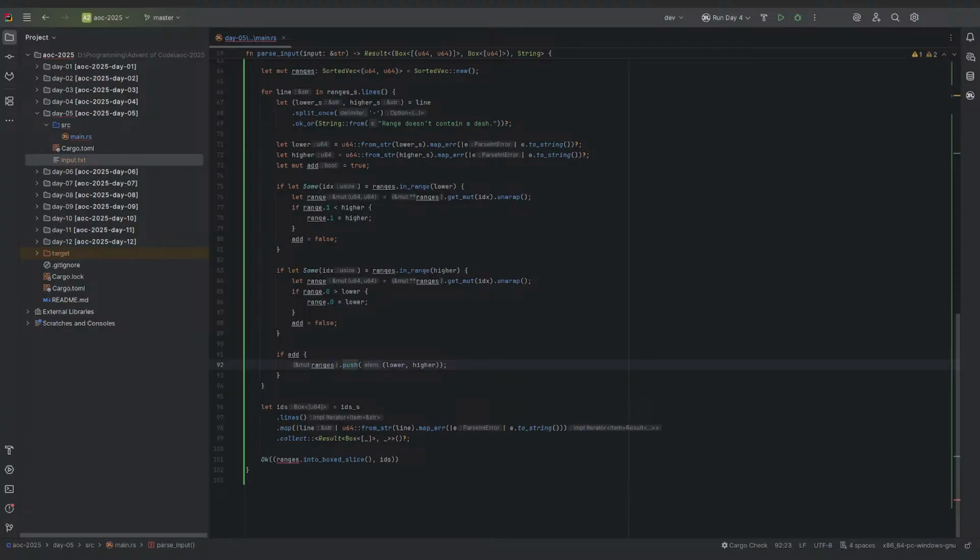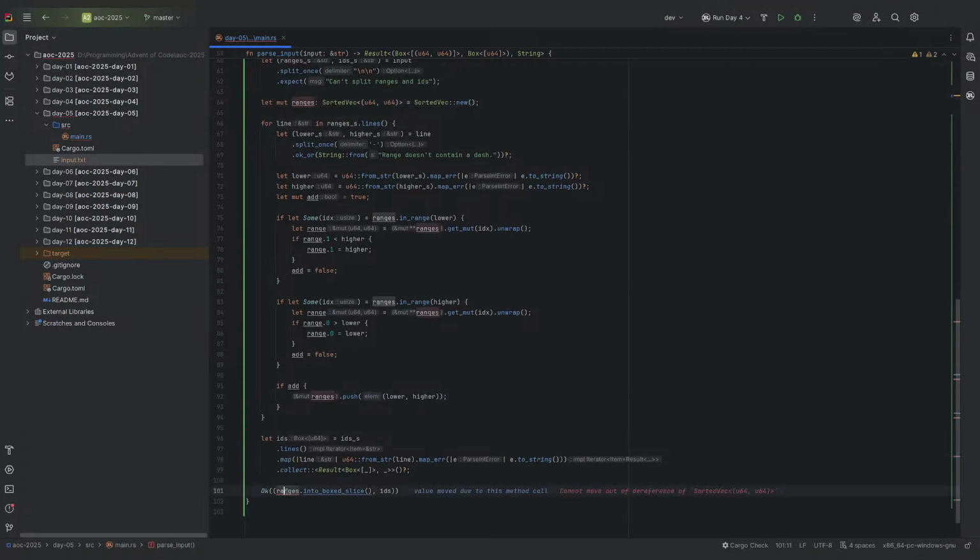What does that error mean? Why is this thing still borrowed here? It shouldn't be. Again, why is that an issue?